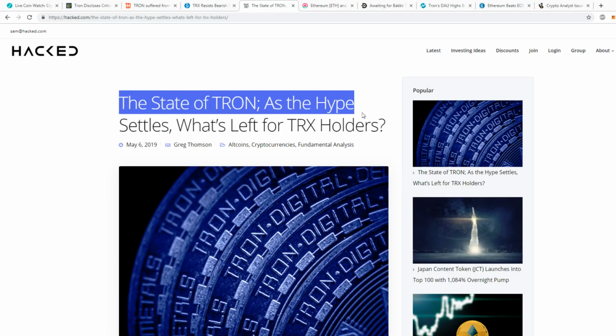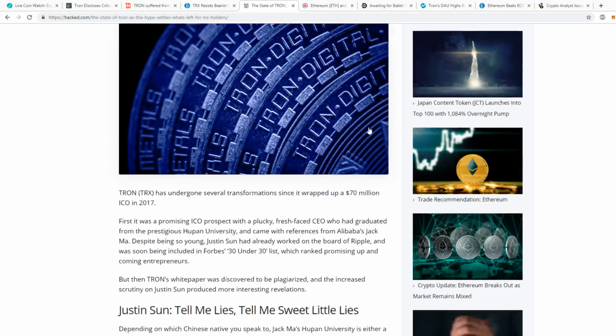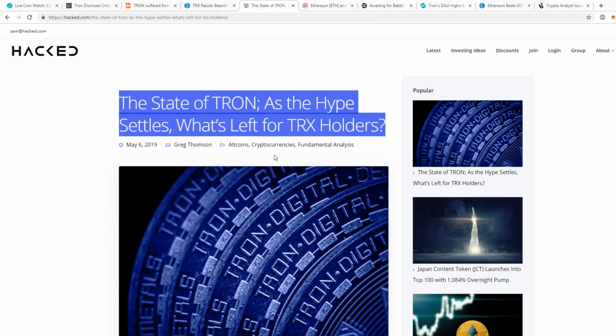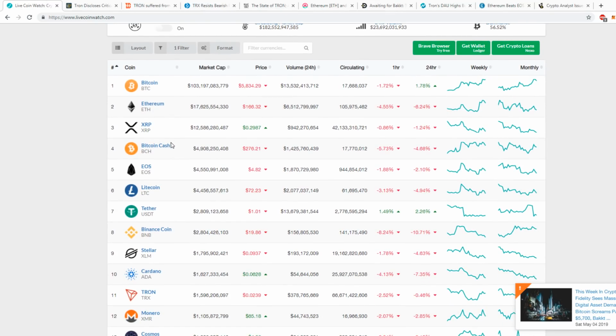The state of Tron as the hype settles, what's left for TRX holders. This is an interesting article. Definitely one to read for any of you guys that are into Tron, because the more we're getting into 2019 and really away from the bull run of 2017, we're starting to notice that the hype is not that special anymore.